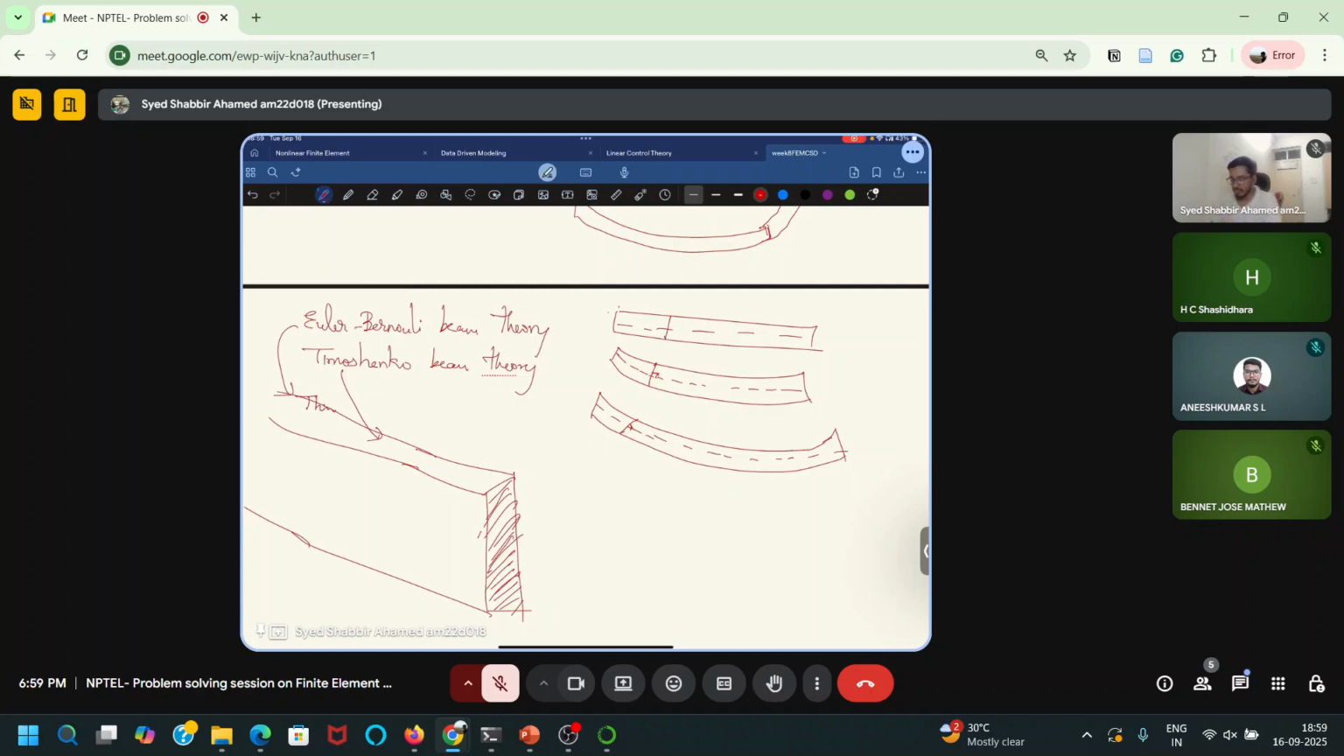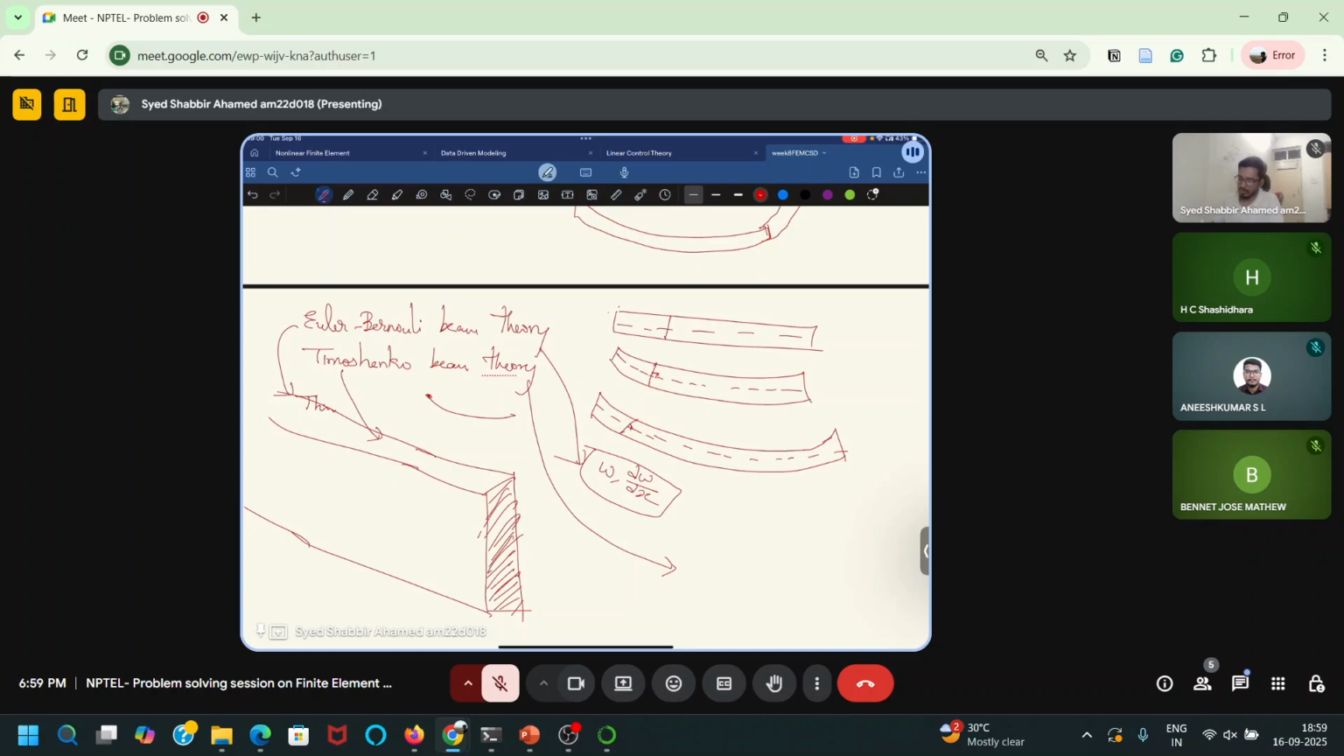Timoshenko beam theory, go and read about it. In Euler-Bernoulli beam theory, we have two deformations. One is the vertical displacement at each node, and also there is rotation of the beam. Rotation is just taken as the derivative of this transverse displacement, because the plane section remains plane and is normal to the mid surface. So these are my two degrees of freedom, which we will estimate using the finite element method in Euler-Bernoulli beam theory.